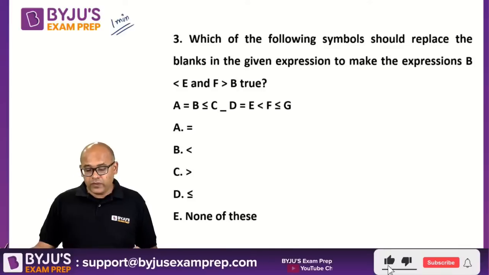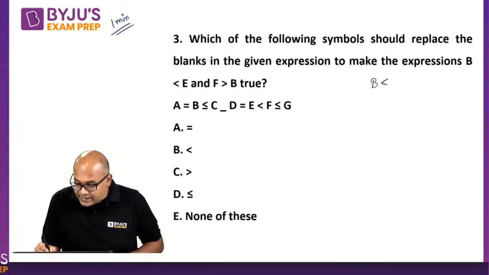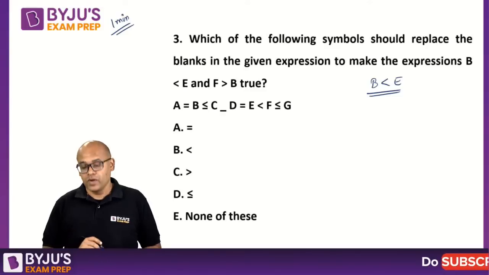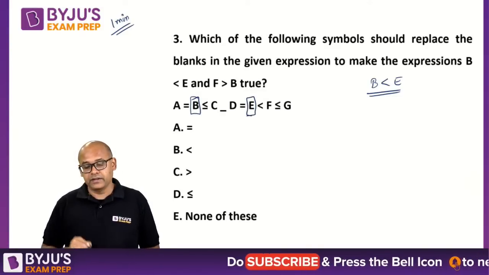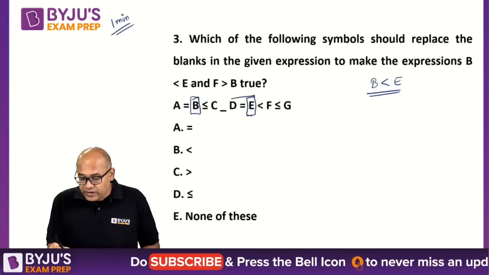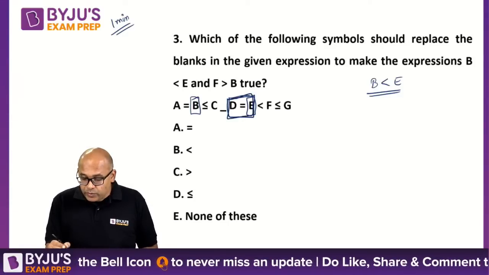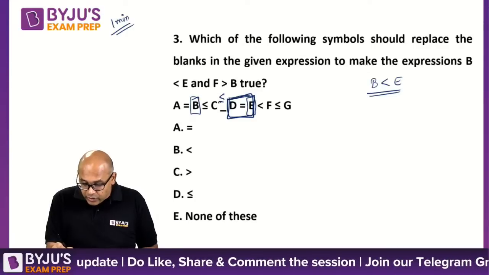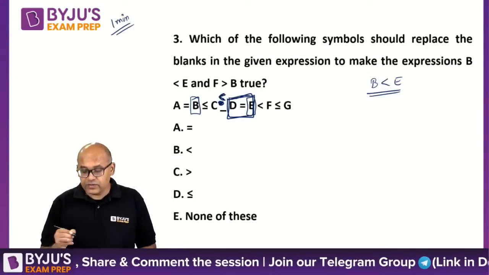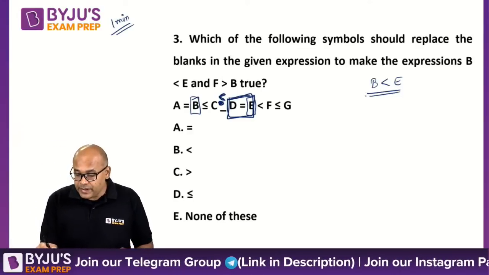Okay, so this is not very difficult at all. Take a look at it. You want B to be less than E. So B is here and E is here. So E and D are the same, so this is the entire same thing. So you want this entire thing to be greater than B. So this should only be, sorry, this should only be strictly less than. Only then you will have B less than E.